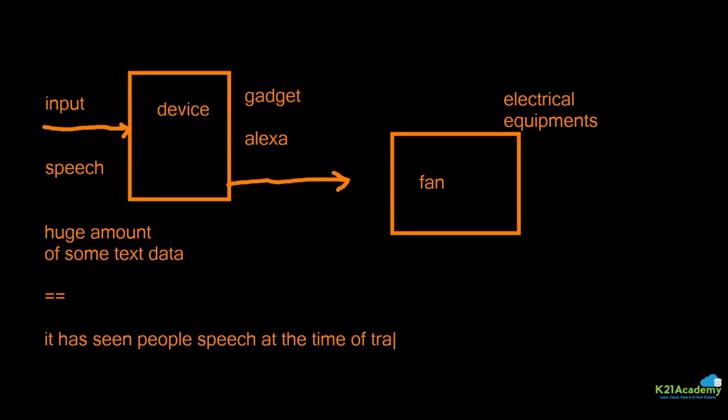So now when I say people's speech at the time of training, if I want to switch on the fan, I have a way to say it, maybe I can say fan on. Someone can say it in a more rude way, fan. Someone can say fan please. Someone can say, can I have a fan? Now when I say this, can I have a fan, to a person who is going to sell me the fan, for that person it is going to show the fan, right?